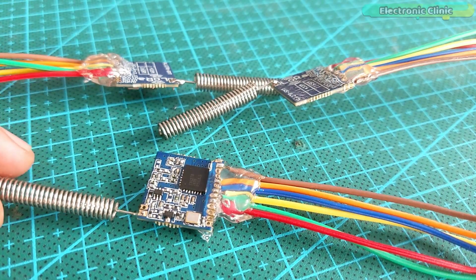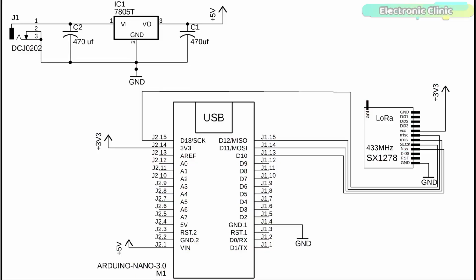Let's take a look at the circuit diagrams. These are the minimal connections which you will need to get started with the LoRa modules. The LoRa SX1278 module interfacing with the Arduino is very simple. The VCC of the LoRa module is connected with the 3.3 volts of the Arduino. The MISO pin of the LoRa module is connected with the Arduino's pin 12.